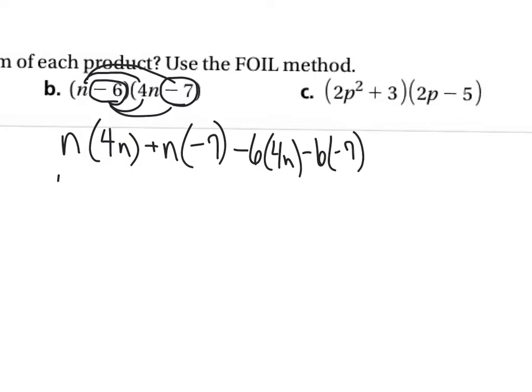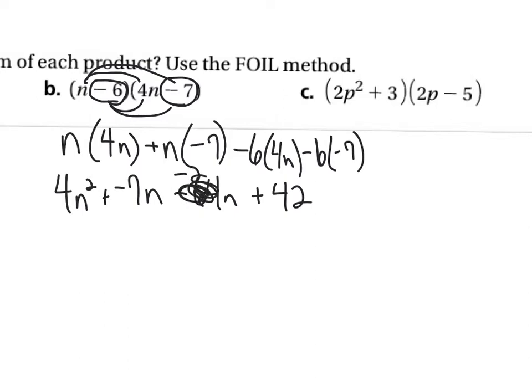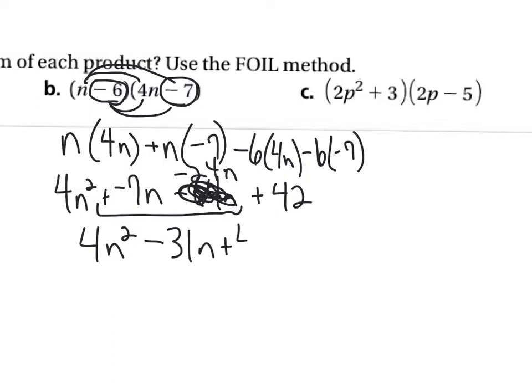So n times 4n would be 4n squared. We've got plus negative 7n minus 24n, and then plus 42. Whoops, this was minus 24n. Sorry about that. And then we can combine these middle terms together. Altogether, that would be a negative 31n. So 4n squared minus 31n plus 42.